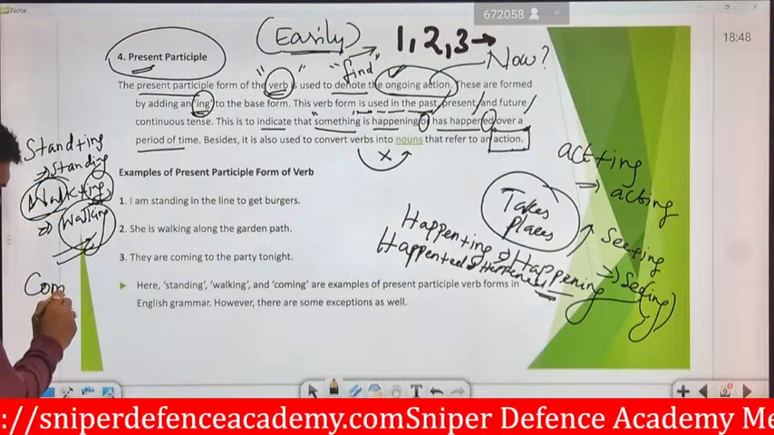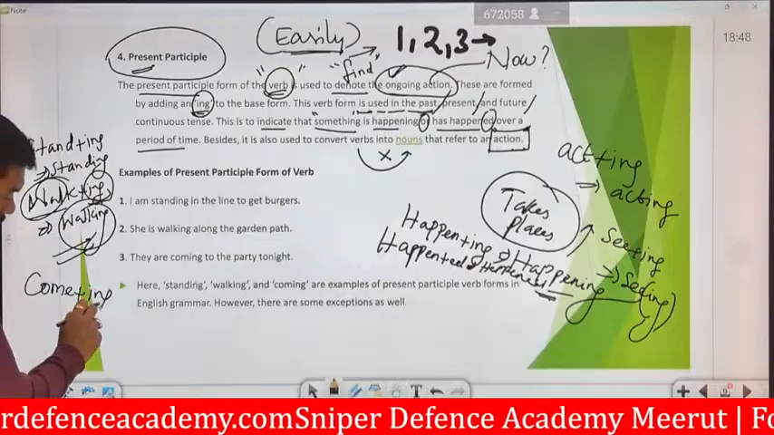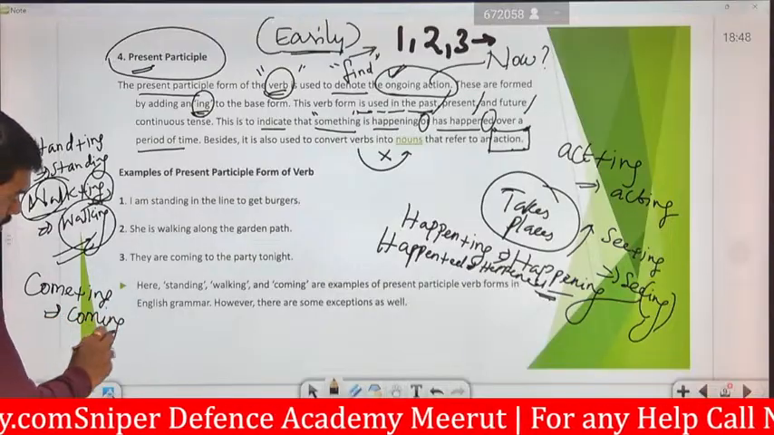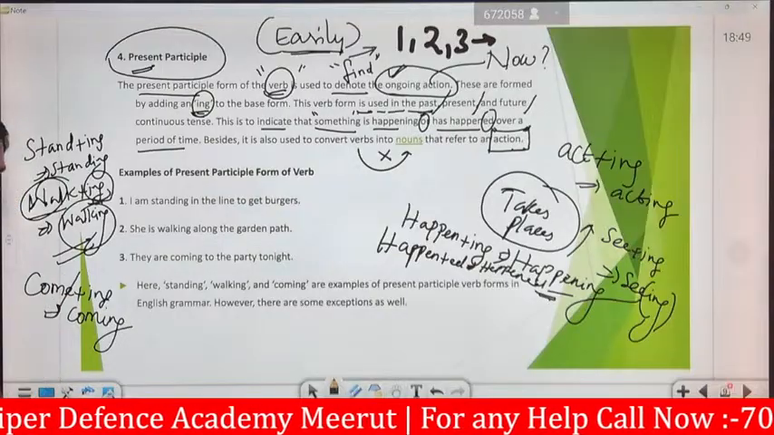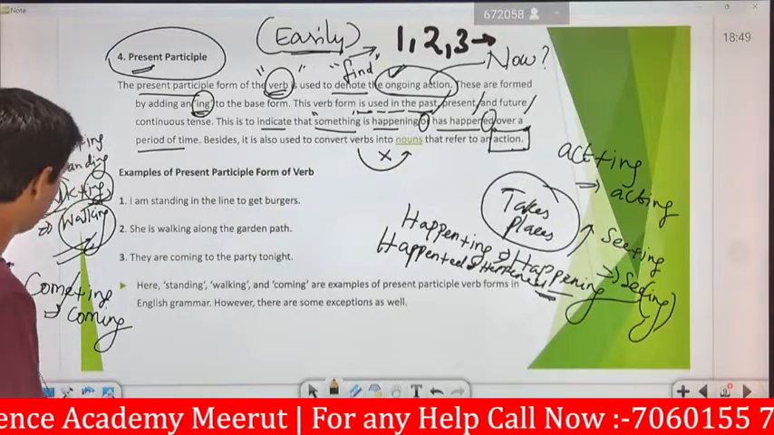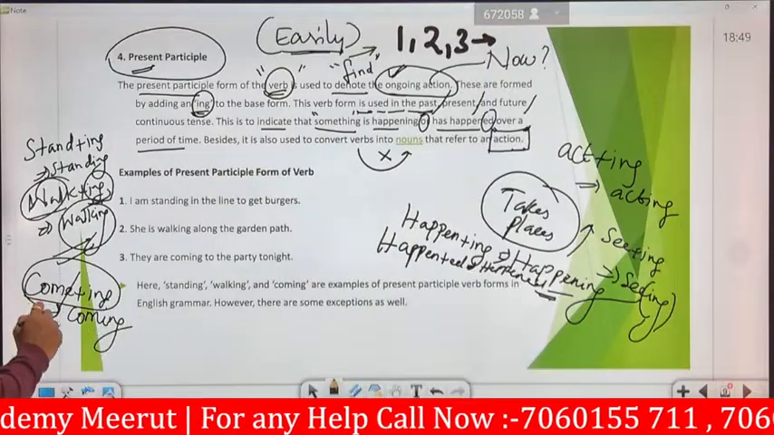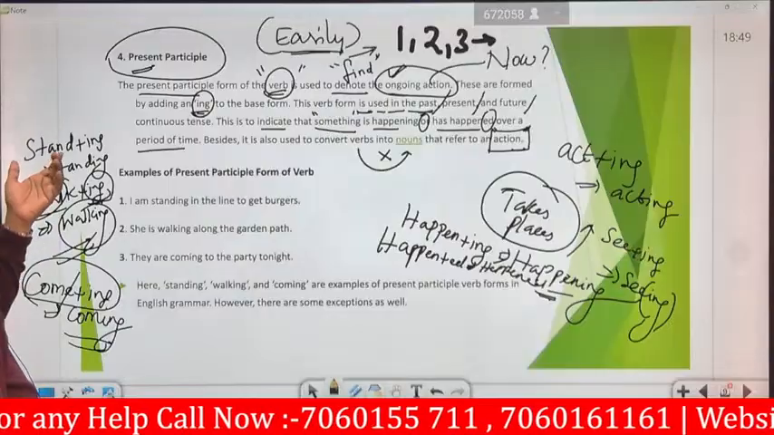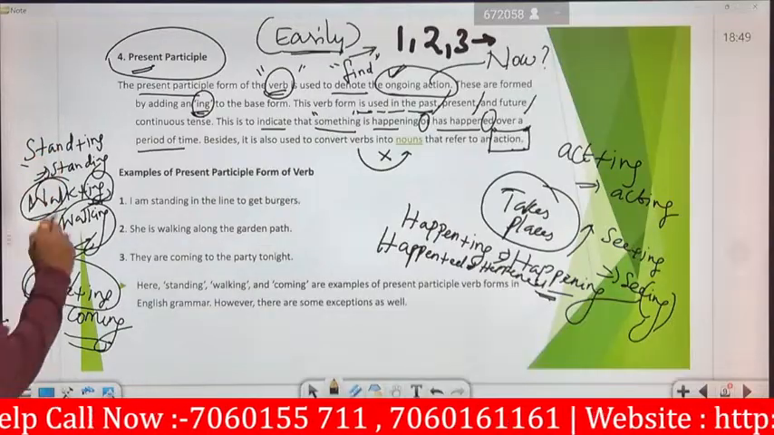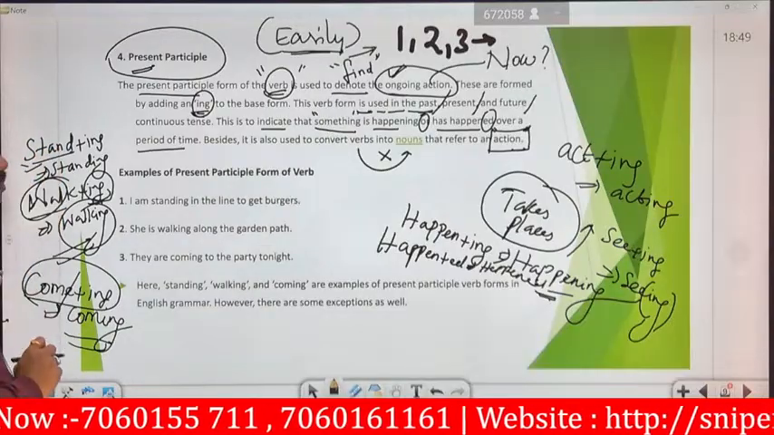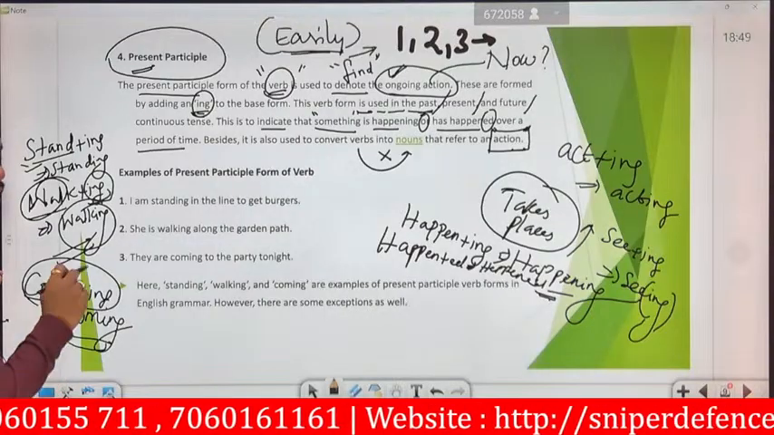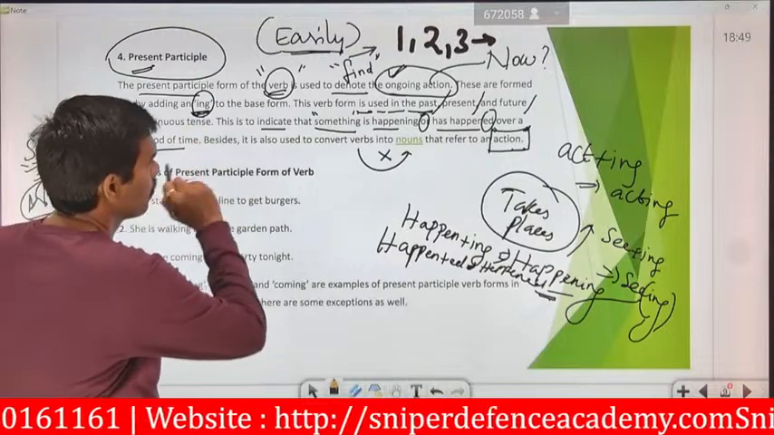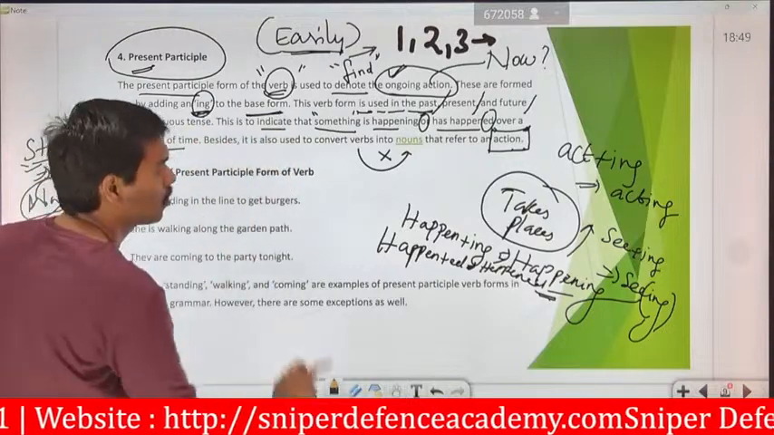Come plus ing gives coming. Don't write this E. E will be silent. Okay. So I am just going to add ing to the verbs which are given here. That's what they are saying, that ing is added to the base form or root form.